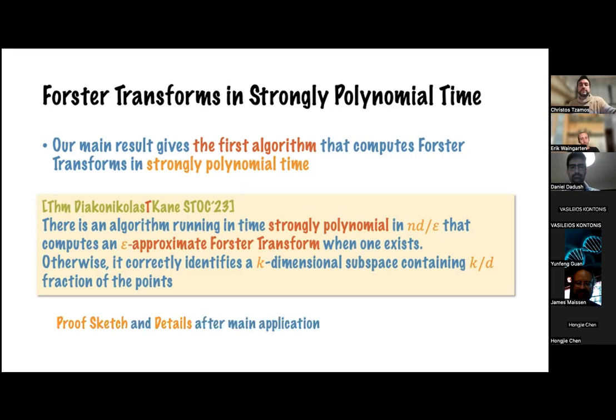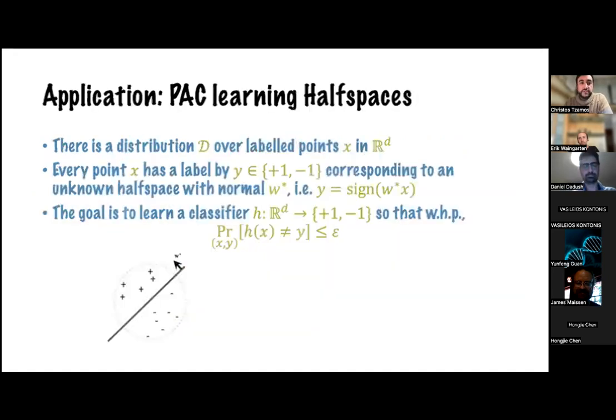Okay, so before I go to the proof sketch and details of how this theorem works and how this algorithm, which will be more illustrative of what we do, let me move on to our main application, which was also the main motivation of this work. So our main application is in PAC learning half spaces. So what's PAC learning half spaces? We assume there is a distribution D over labeled points in R^d, and every point x has a label y that corresponds to an unknown half space with a normal w*.